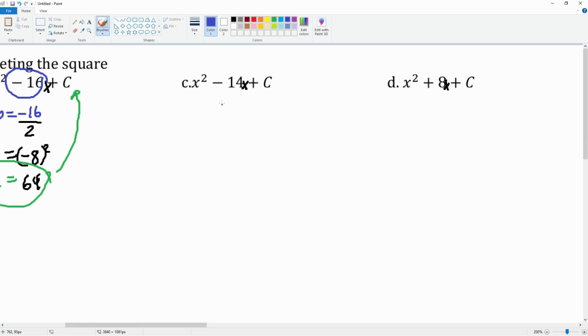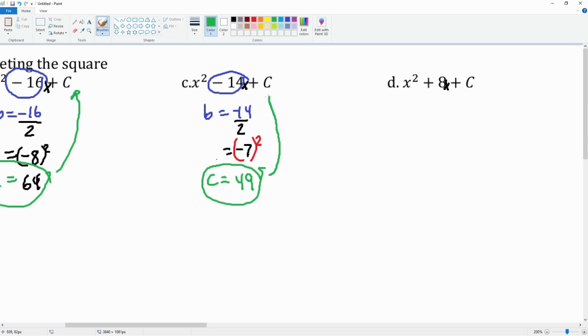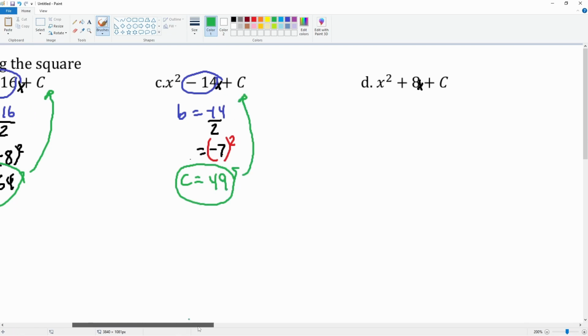Here we have our b term, which is negative 14. We're going to divide that by 2. This gets us negative 7. Okay, and then what we are going to do is square it, because please be careful, right? It should be in parentheses, so our c is equal to 49. That is what we're going to add right there to complete that square.